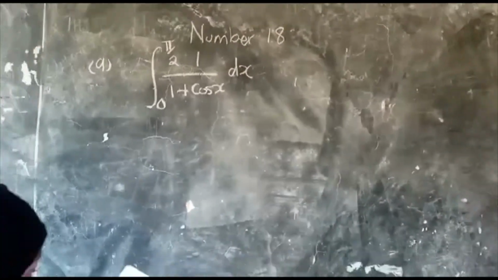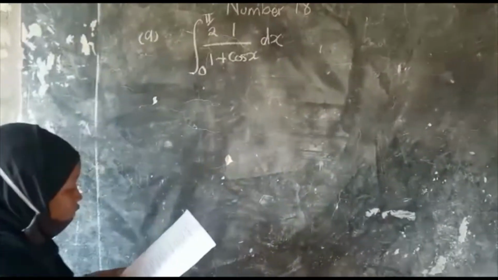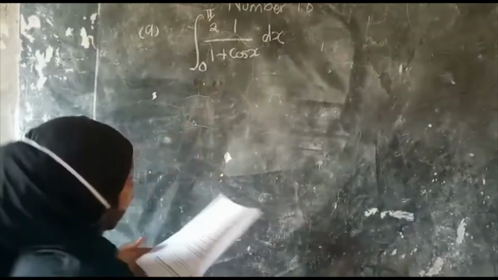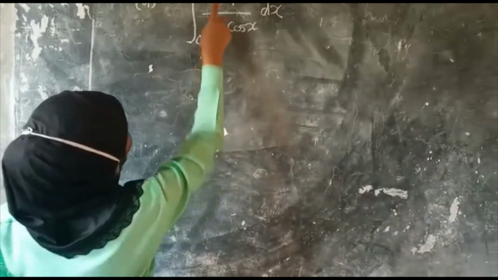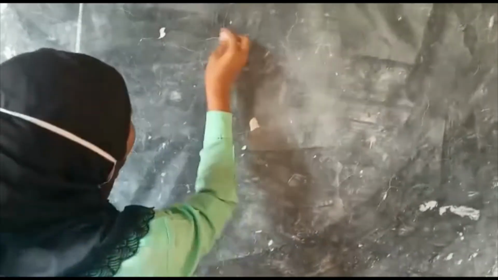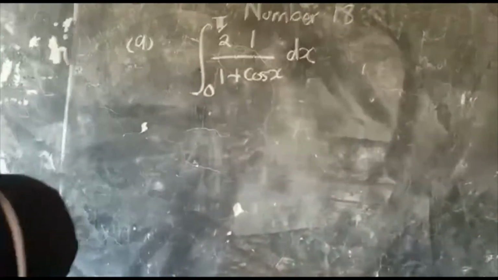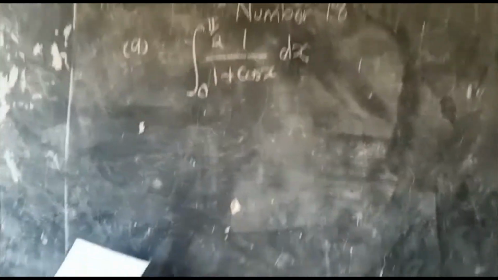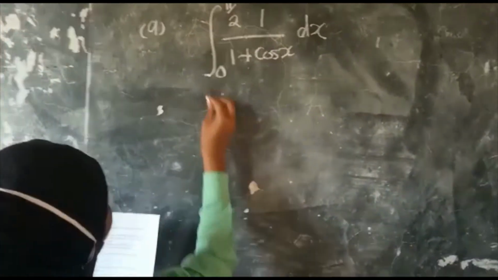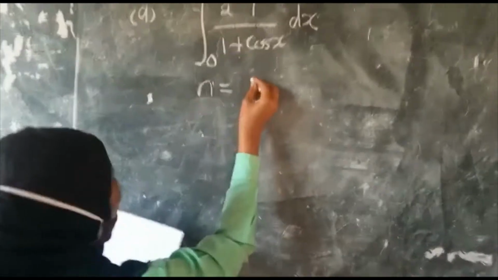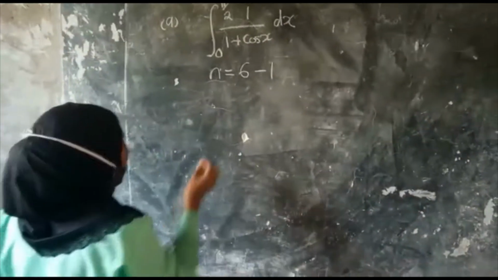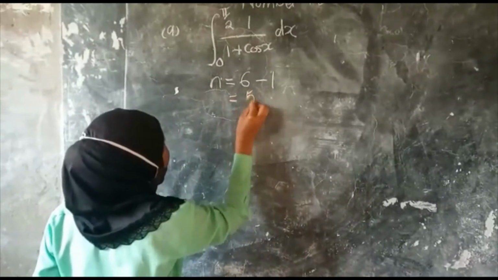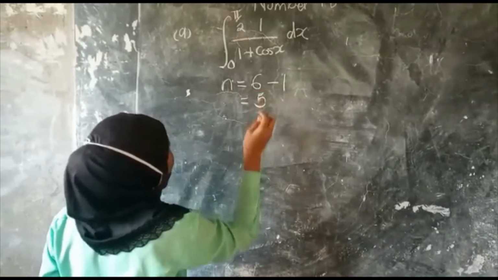When you are finding the integral of this function using the trapezium rule, we are going to first find the height, and the height is equal to the upper limit minus the lower limit divided by the sub-interval. But we were given ordinates. So to get the sub-intervals n, we shall say the ordinates minus 1. So now we have our sub-intervals, which is 5.